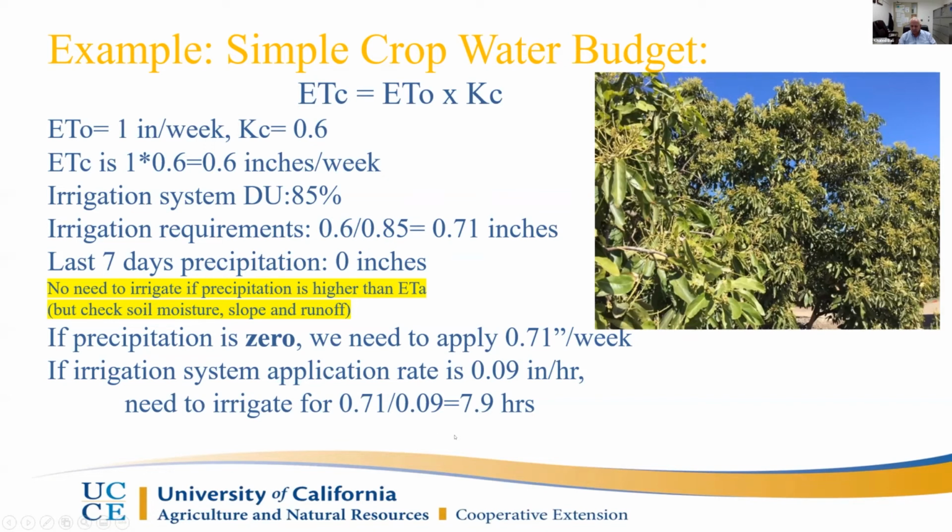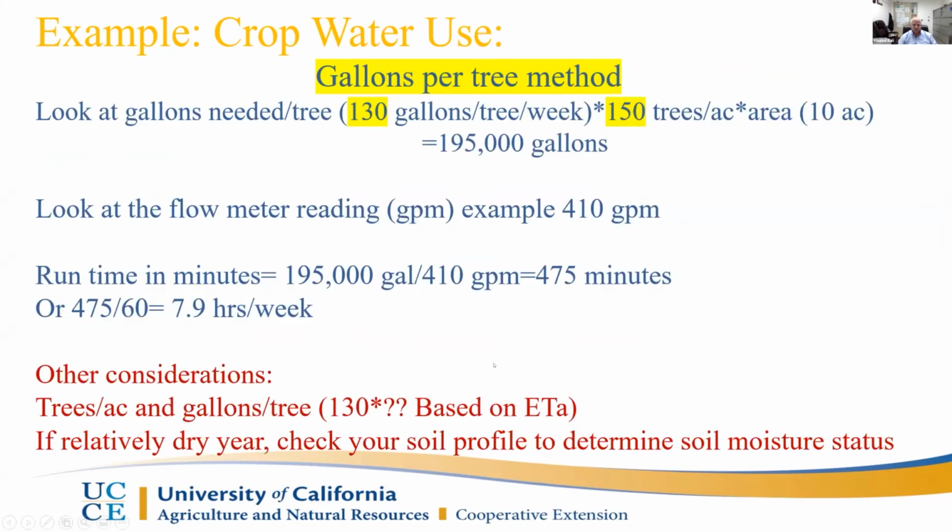water that I need to apply, 0.7 divided by 0.09, and then I need to run the system for about 8 hours this week. If I have a lighter soil, I may take these 8 hours and split them over like 3 irrigation events or 4 irrigation events, 2 hours, 2 hours, 2 hours. If I have a heavier soil, maybe I can do 2 irrigations, or sometimes you can do 1 irrigation. So this is where the soil type comes in.